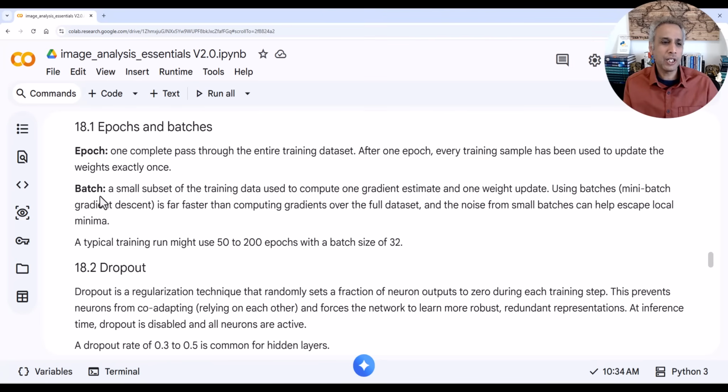Okay, and a batch: you cannot just fit all 2,000 images into the network at once. You actually send them in batches, and that's basically a batch, right? You say, okay, I want to feed 32 images at a time. So a batch is a subset of the training data used to compute one gradient estimate and one weight update.